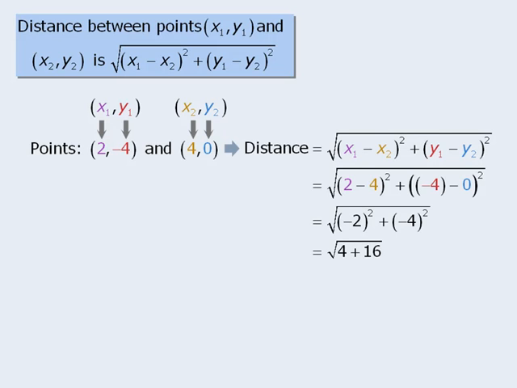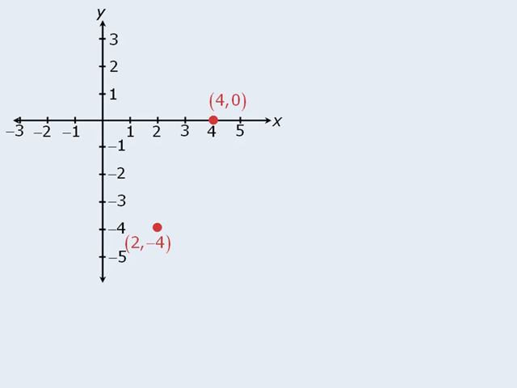Finally, 4 plus 16 equals 20, and we can simplify the square root of 20 by first rewriting it as root 4 times root 5, which simplifies to be 2 root 5. Now, of course, another way to find the distance between these 2 points is to sketch them on the xy coordinate plane, as we did in the first example.